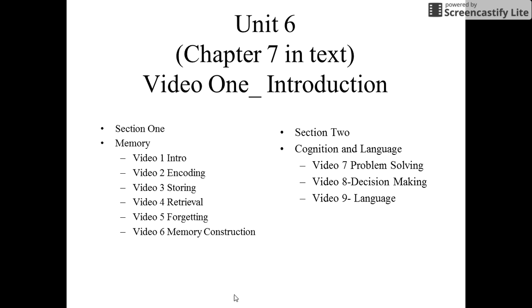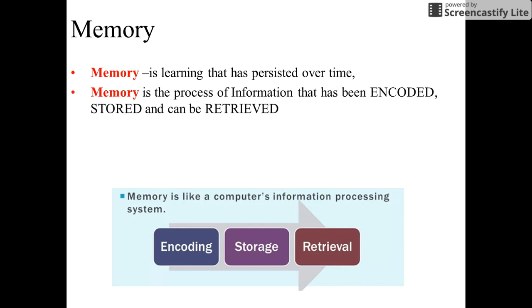Okay, so I listed the different videos here that we're going to go through. Your book breaks it apart into two separate topics. One is memory, and then next week, or the next section, we'll talk about cognition. Memory has 6 different videos that you're going to go through, and then cognition has 3, which we will talk about.